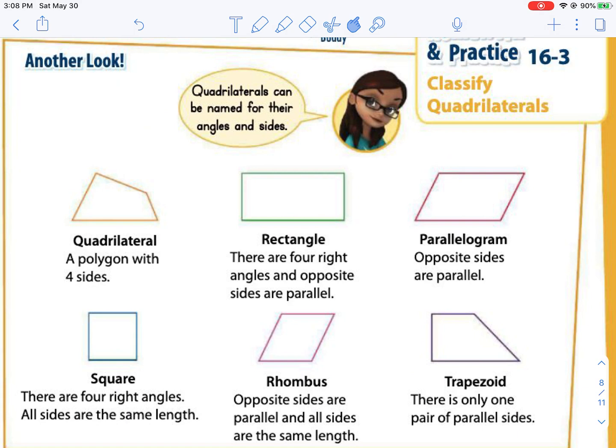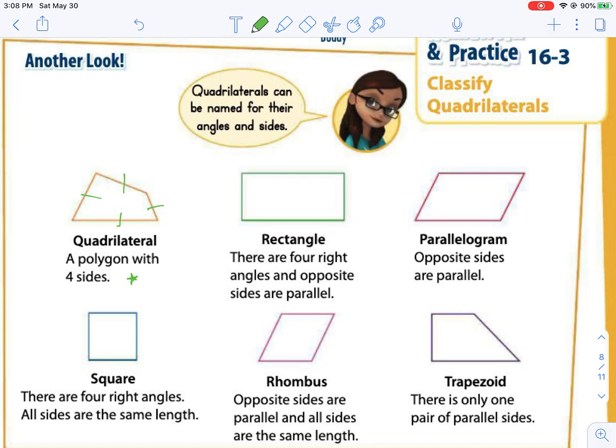All right. Okay, and then here's just another look at all of these shapes. So here we have a quadrilateral. We have a quadrilateral because it has 4 sides: 1, 2, 3, 4. But it's not a parallelogram. These lines would meet.